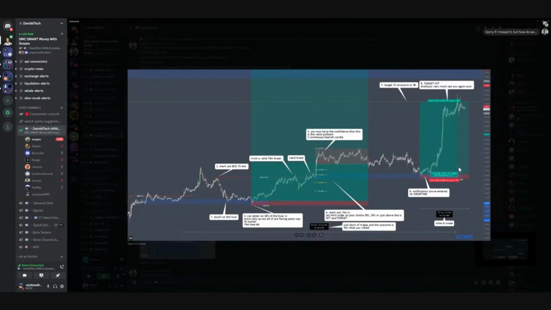This was a 16.2 risk to reward with a 0.04 stop loss. Some of the stop losses are a lot less than this, but a lot of the time when they're that small, you do get stopped out quite often. Watch your trade go back in.